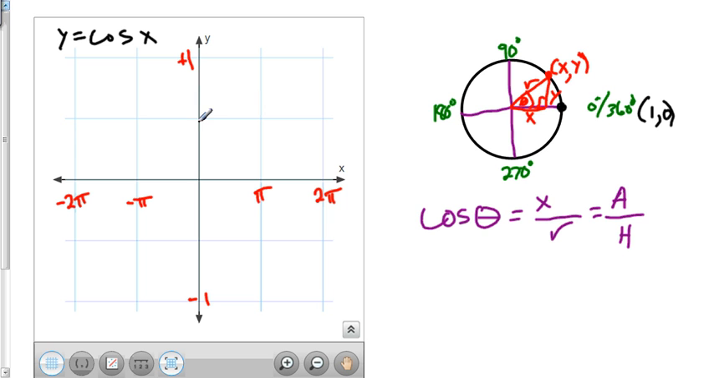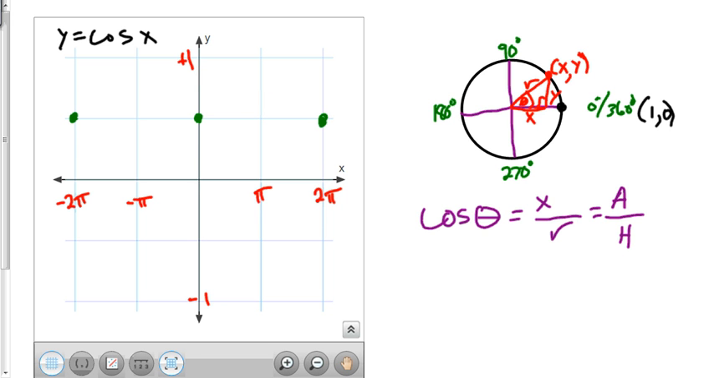So when x is 0, let me change markers here. When x is 0, we get y is 1. And that's also going to be at 360, which is 2 pi, because 0 and 360 are the same. And that's also going to be negative 360 degrees, which is negative 2 pi.